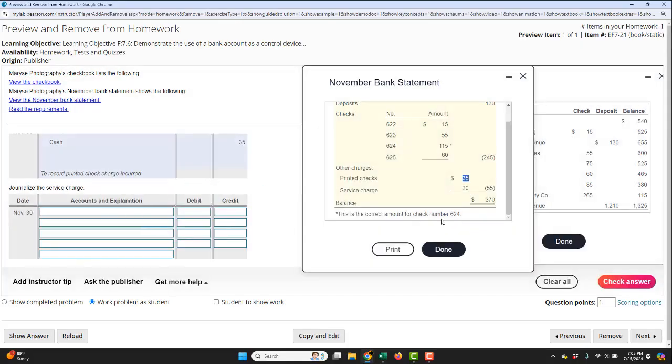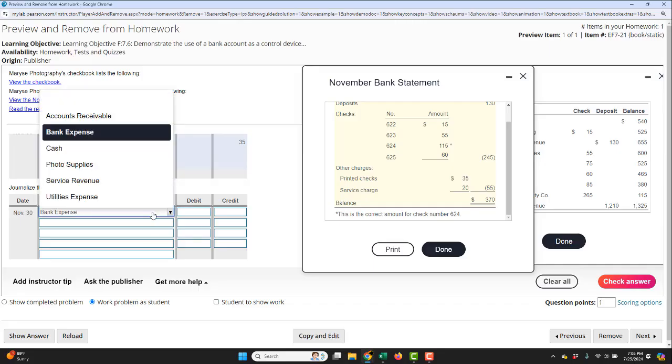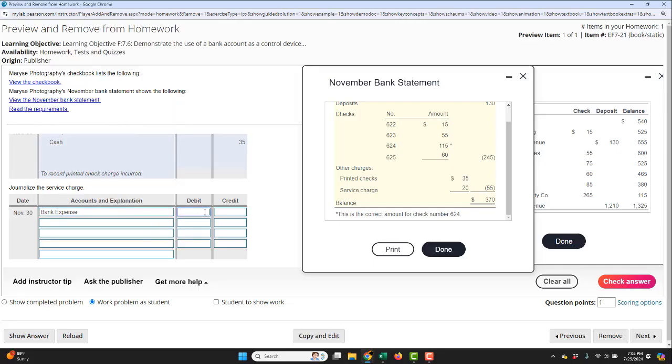And then finally, the service charge. And we'll just hit bank expense again. That seemed like the best one. It was $20 we see here. And again, cash.